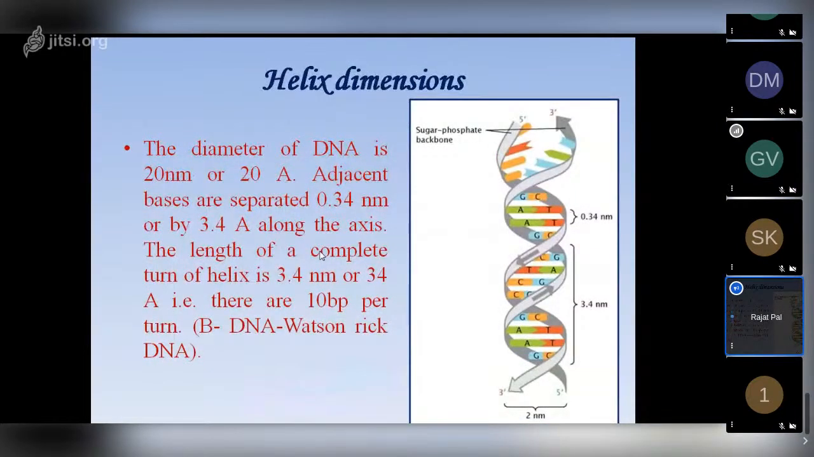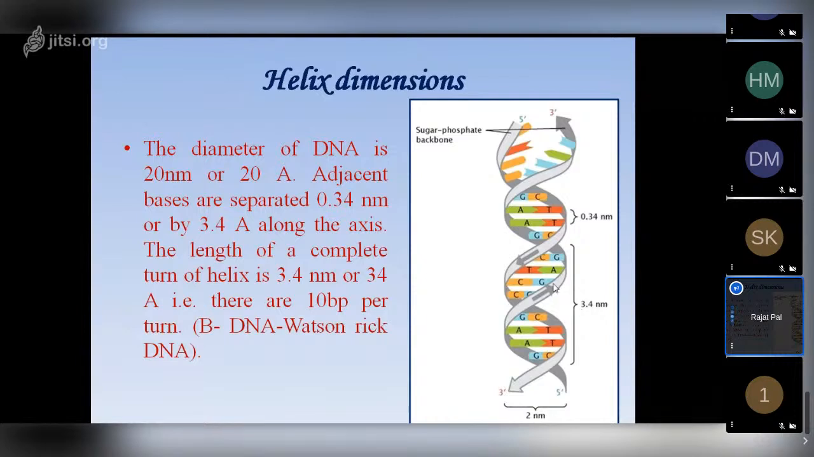So the helix diameter, when the helix is formed, will be 20 angstrom. So from here to here, it will be 20 angstrom. And from one base pair to the other base pair, the difference will be 0.34 nanometer. In one helical turn, there are 10 base pairs. So if between two base pairs there is a space of 0.34 nanometer, then in a total round of a helix, it will be 3.4 nanometer, 0.34 into 10. So the whole length of this portion will be 3.4 nanometer.